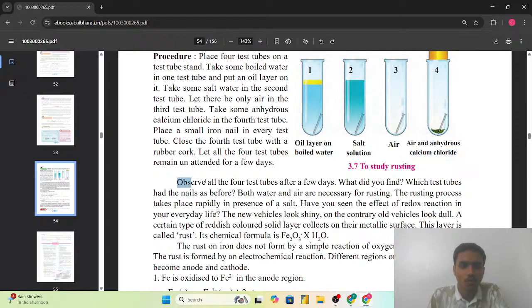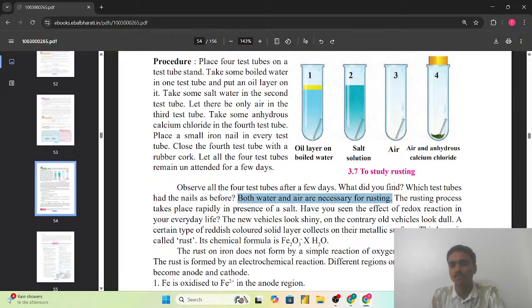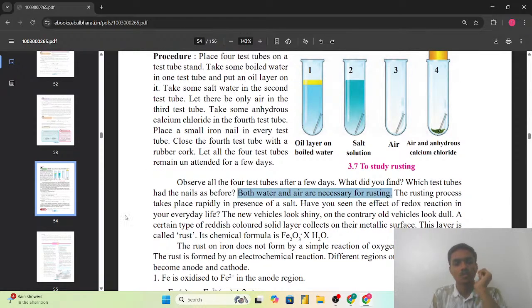सो यहाँ पर हम देखते हैं, ऑब्जर्व ऑल द फोर टेस्ट ट्यूब्स आफ्टर फ्यू डेज, मतलब कुछ दिनों के बाद उन चारों टेस्ट ट्यूब को हमें ऑब्जर्व करना है। व्हाट डिड यू फाइंड? विच टेस्ट ट्यूब हैड द नेल्स एज बिफोर? बोथ वाटर एंड एयर आर नेसेसरी फॉर रस्टिंग। द रस्टिंग प्रोसेस टेक्स प्लेस रैपिडली इन द प्रेजेंस ऑफ द सॉल्ट। हाउ हैव यू सीन द इफेक्ट ऑफ रेडॉक्स रिएक्शन इन योर डेली लाइफ?